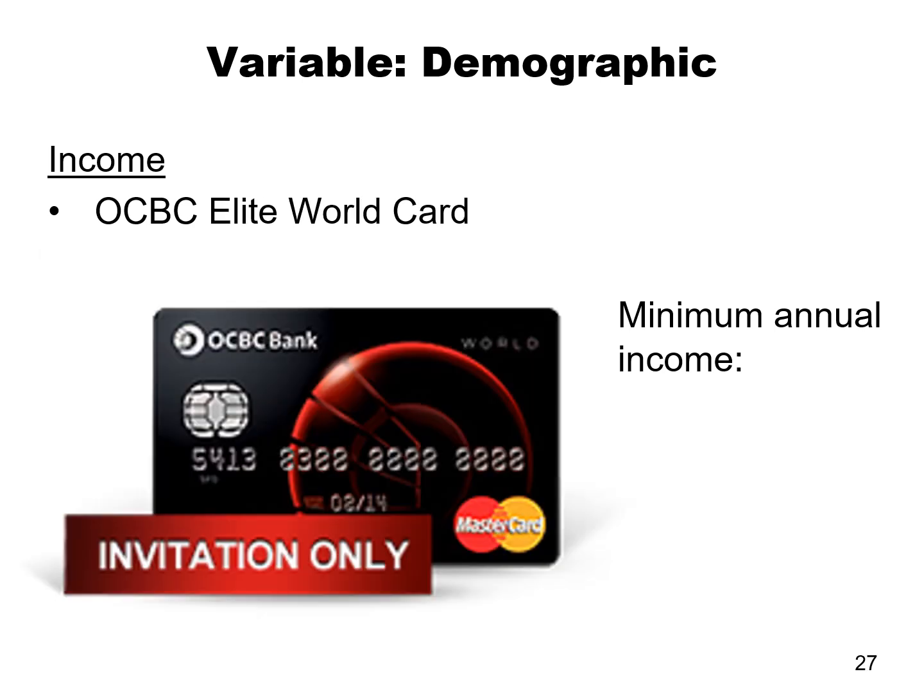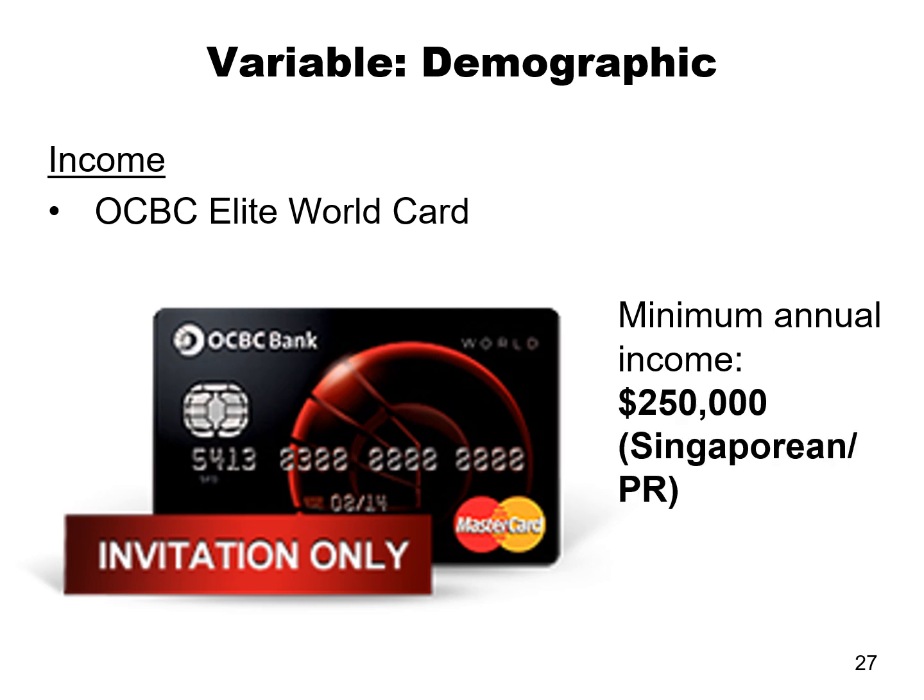Look at this card. This is the OCBC Elite World card. Minimum requirement is 250K, and for foreigners, it's 250K. And realize this card is only by invitation. You cannot apply for this card. So basically, this is a very special, high-class card. If you earn that amount of money, then they will offer you this card. So if you take out this card, people know that you earn at least 250,000 a year.